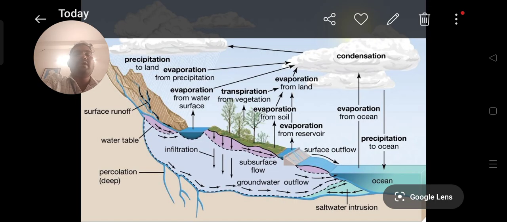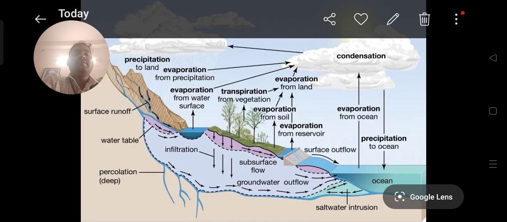And then we have two types of runoff: subsurface runoff and surface runoff. Surface runoff is nothing but water traveling on the earth's surface, so we can call it surface runoff. The surface runoff water is collected in ponds, lakes, and the water bodies we see on the earth's surface.